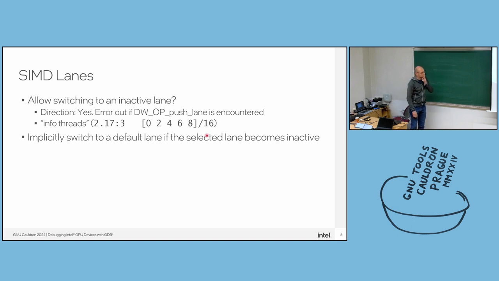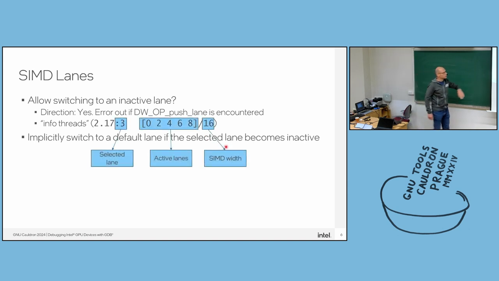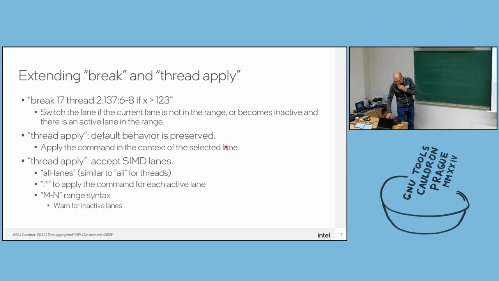And with that, the UI will have to change. In this case, for instance, info thread would have to say, okay, that's the selected lane, but it is inactive, and then the active lanes are shown. I actually have markings. So this is the selected lane, and then there's a set of active lanes. And then there is the SIMD width, so that the user gets this information. Those are the basic things about displaying active lanes, switching the lane, etc.